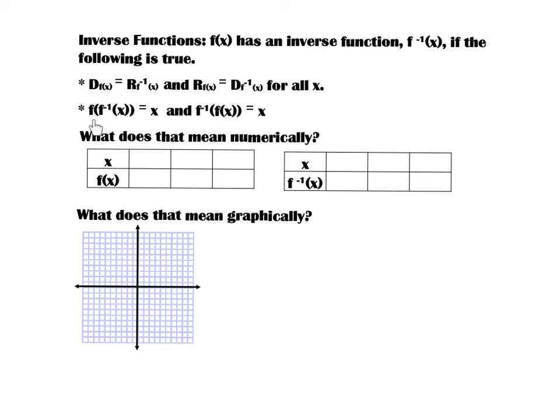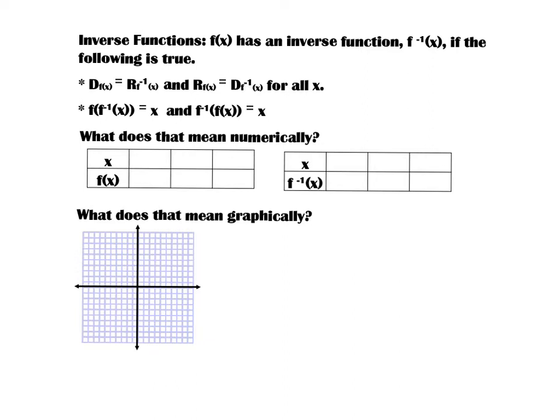I'm going to skip to the second bullet here, and then I'll come back to the first. If the composition of f and f inverse is equal to x in both directions, right? So f of f inverse and f inverse of f both equal this identity function x, that is the definition of an inverse. As a result, the domain of f(x) ends up being the range of the inverse, and the range of f(x) ends up being the domain of the inverse. So in plain terms, the x values of f(x) become the y values of the inverse, and the y values of f(x) become the x values of the inverse.